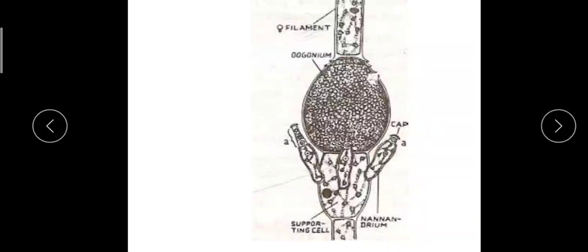Here the androspore swims and comes close to the oogonium, and it germinates to produce a nanandrium or dwarf male filament. This nanandrium bears the antheridium, and inside the antheridium they produce anthrozooids, and the sexual fusion occurs between the egg and the anthrozooid.